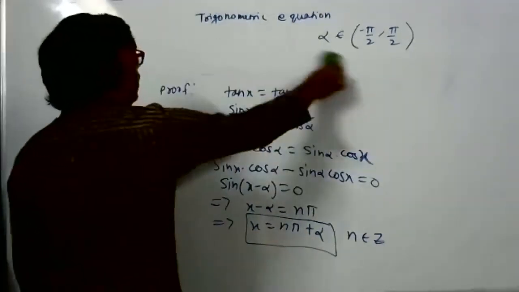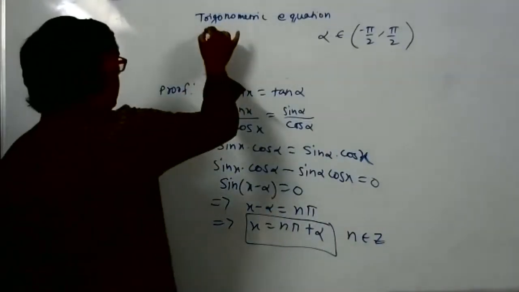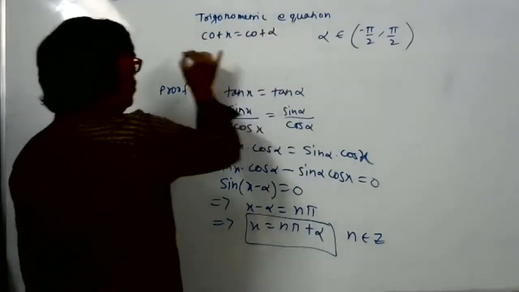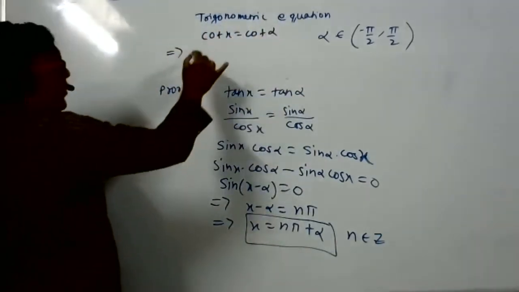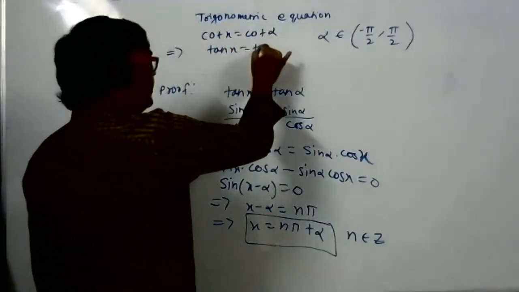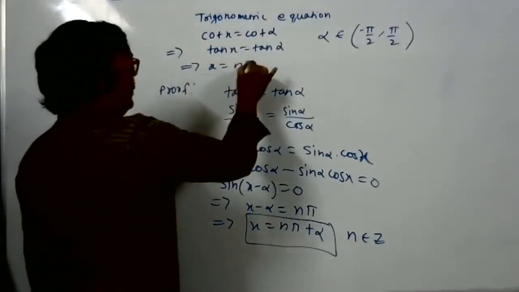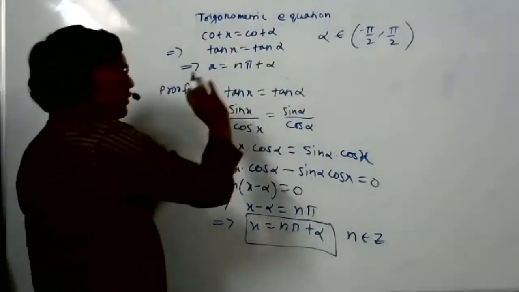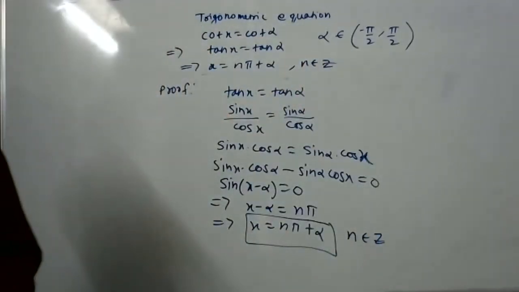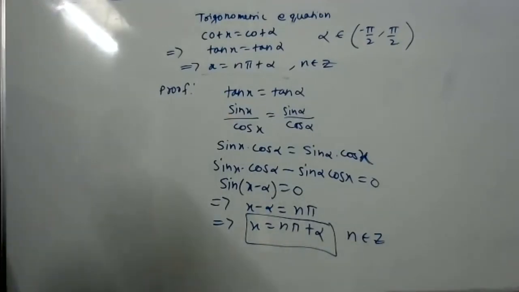Then again, cot x. Somebody may not ask you tan x is equal to tan alpha, but cot x is equal to cot alpha. So at once you do directly, you take the reciprocal. Cot x is equal to cot alpha implies tan x is equal to tan alpha, and this answer we know. X is equal to n pi plus alpha, not plus minus, only plus alpha, n belongs to integer. Cot x is equal to cot alpha has the same answer as tan x is equal to tan alpha.